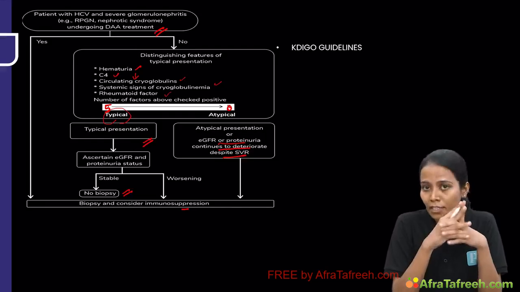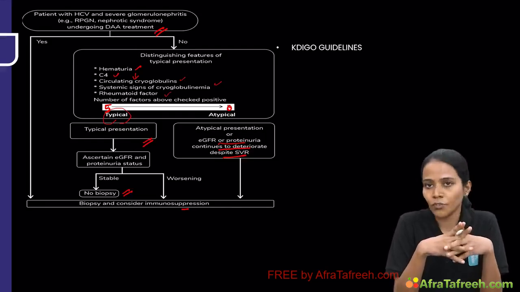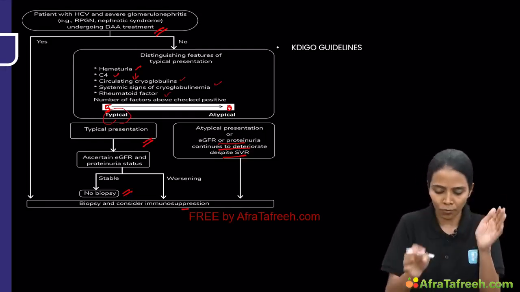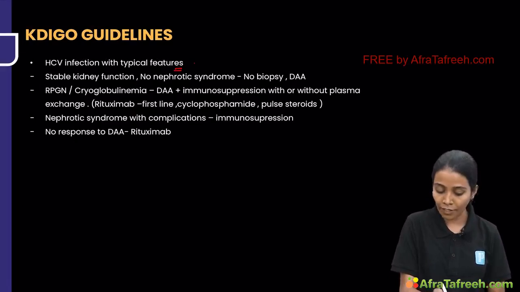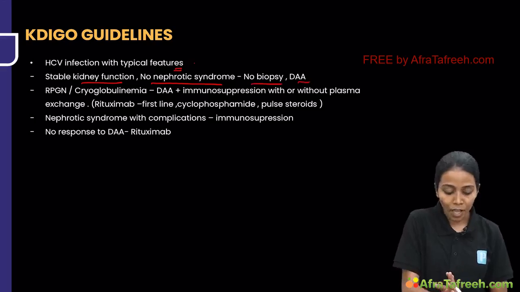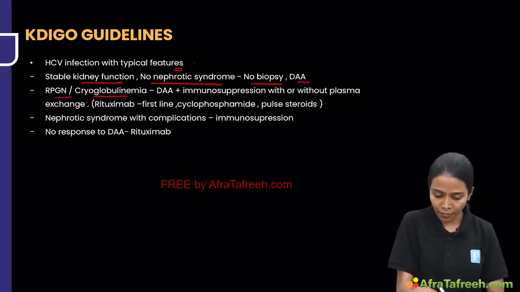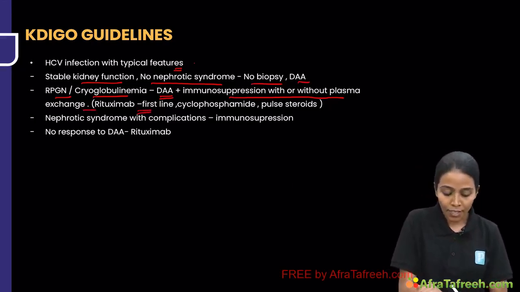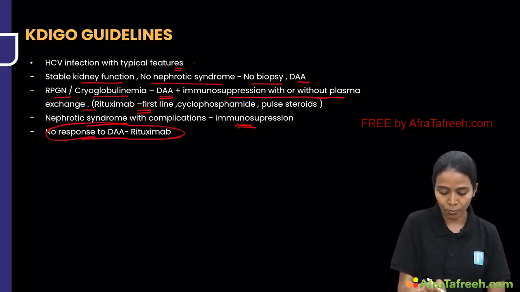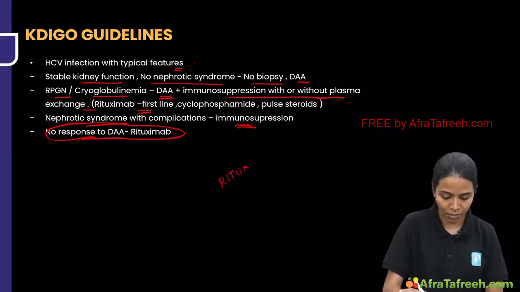So if the patient is stable on treatment and if there is no deterioration of GFR or no worsening of proteinuria, we can wait and watch. Okay. Now that is what HCV infection with typical features, wait and watch. Stable kidney function, no nephrotic syndrome, no biopsy, just DAA. RPGN or cryoglobulinemia, we have to give directly acting antivirals with immunosuppression with or without plasma exchange. Okay, rituximab is generally first line in these patients for immunosuppression in hepatitis C. If there is nephrotic syndrome with complication, also immunosuppression. If there is no response to DAA, also rituximab. So immunosuppression that is considered important here is rituximab.